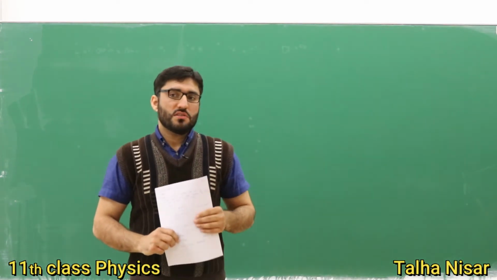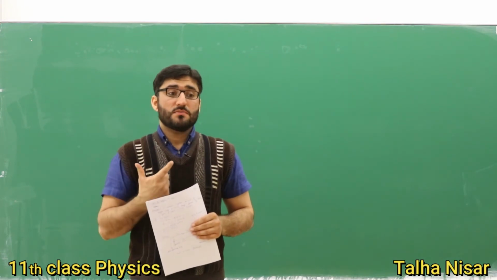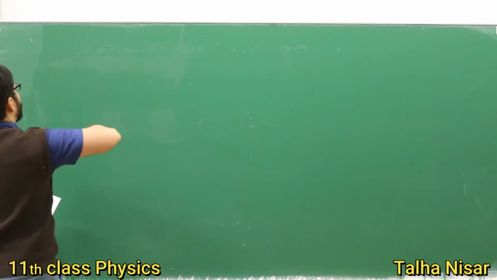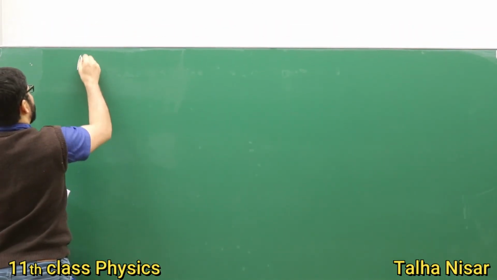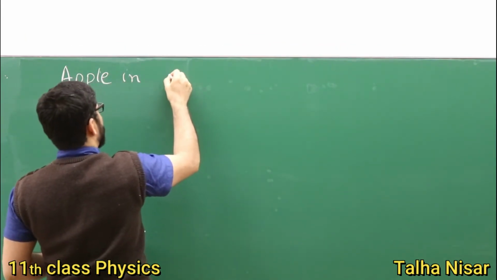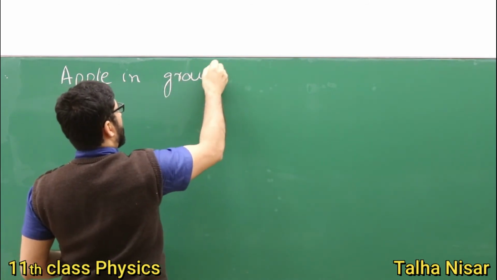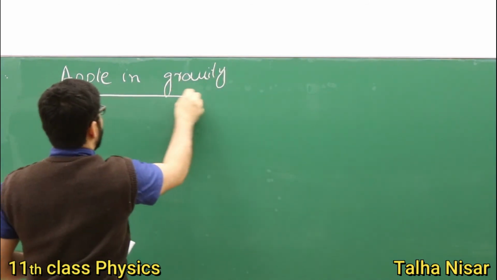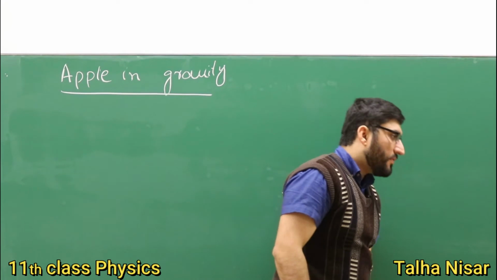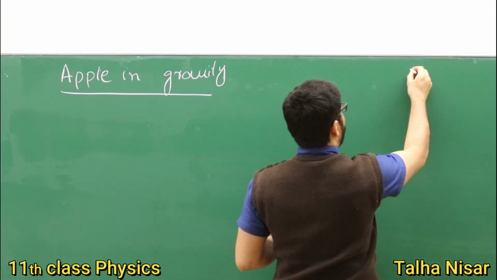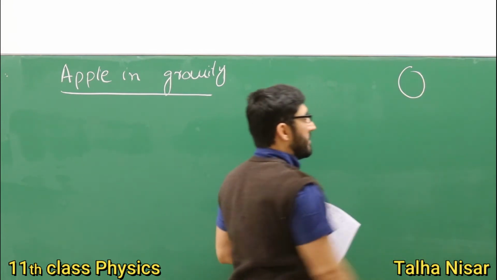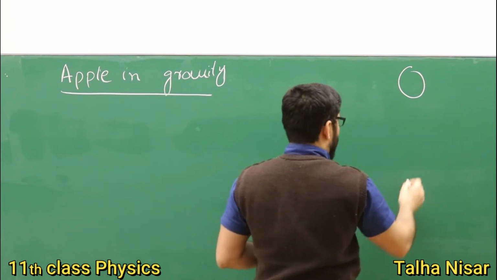Now, using these dimensions, we can also guess the equations for different quantities. For example, take an apple in gravity. We use the knowledge of the dimensions to find the equation for the time. We have an apple, and we just let it go under the influence of gravity, and then it will hit the ground.